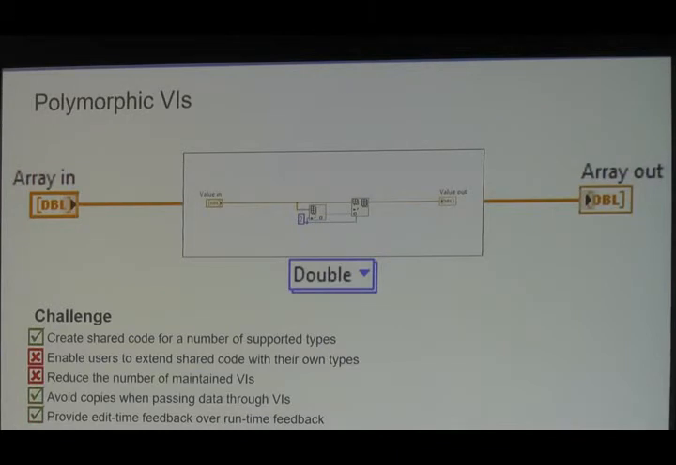You can go with polymorphic VIs, or some sort of selector. Same drawbacks as before. It statically defines the number of types, but it does avoid copies. It's just literally one implementation. It just explodes the number of VIs you have to maintain. So I didn't like this one either.